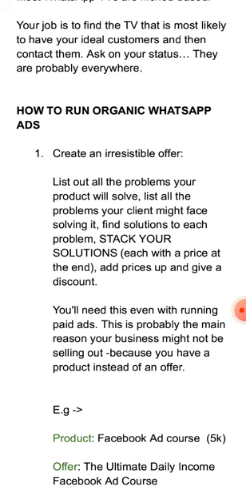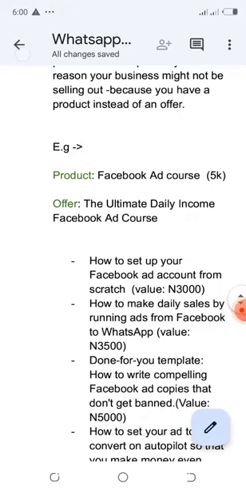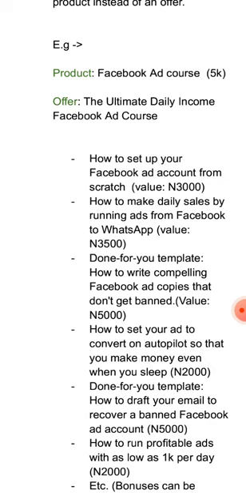So now the example product is the Facebook ad course. I'm saying, buy my Facebook ad course. I'll teach you how to run Facebook ads, so you get more clients coming to your DM and asking you, blah blah blah. You know, you're not the only person selling it. So what makes you stand out? That is what an offer does. An offer helps you stand out.